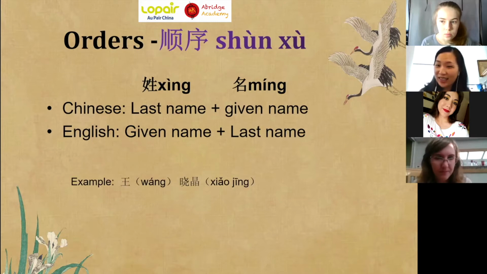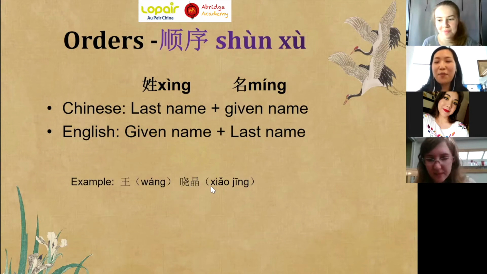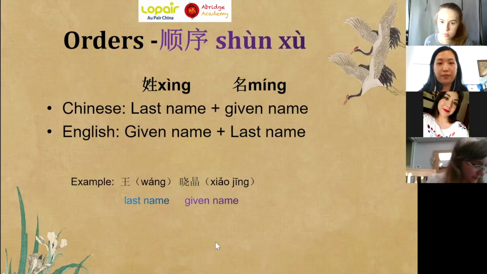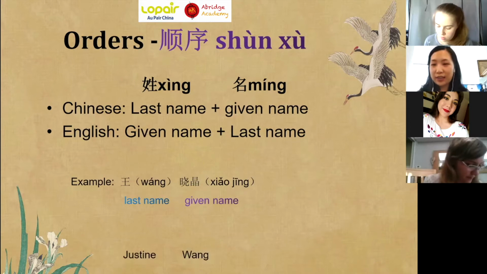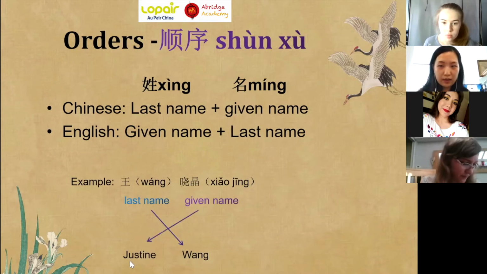This is my Chinese name. My last name is Wang. This is my last name, so I put it in the first place. It means king. And then comes my given name, Xiaojing. So my full name is Wang Xiaojing. Okay, last name, given name. And my English name is Justine. So in that order, my English name will be Justine Wang, right? Justine Wang. So opposite, this is my last name, this is my given name.